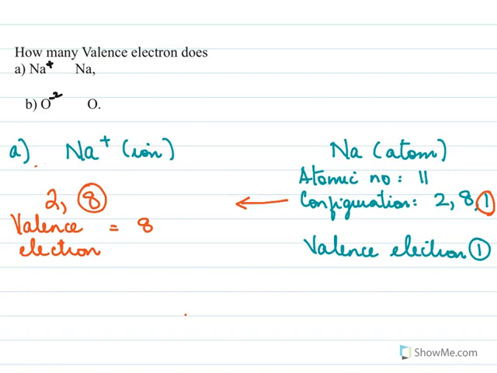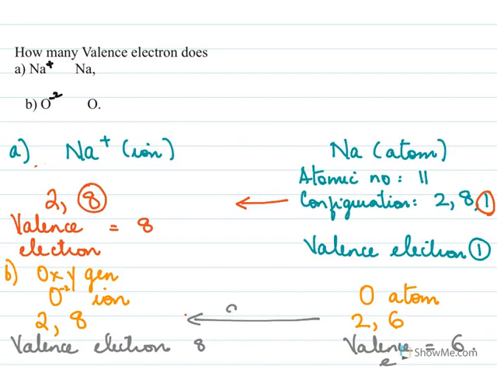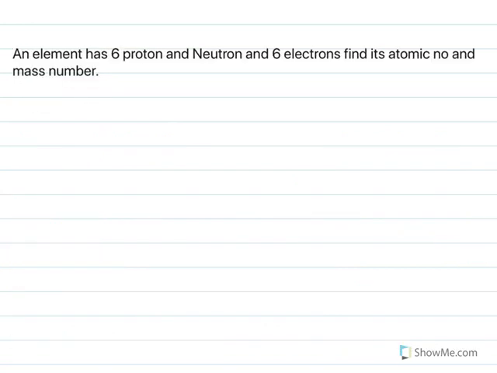Now we go for oxygen, B. For oxygen, we have the oxygen atom, configuration 2,6, and we have the oxygen ion, configuration 2,6, so it takes 2 more, 2,8. So here valence electrons is 8, here valence electrons 6. The oxygen atom will gain 2 electrons and become the ion, hence the configuration is 2,8.